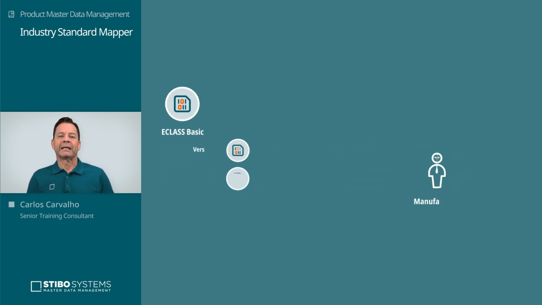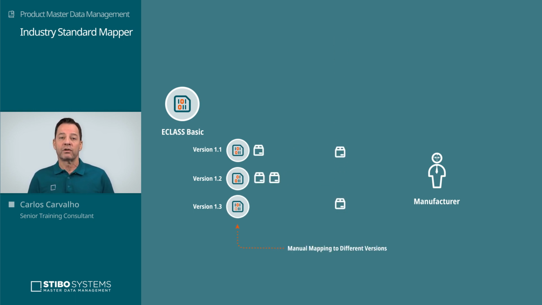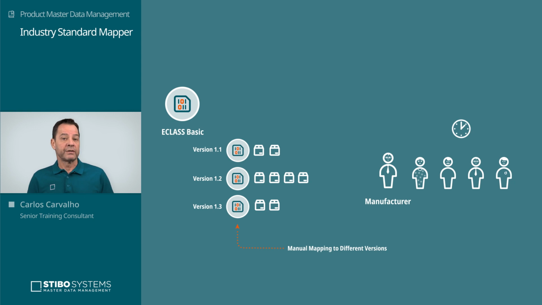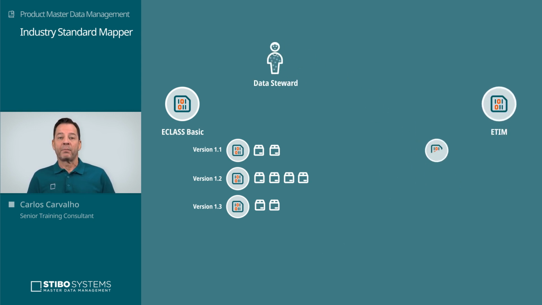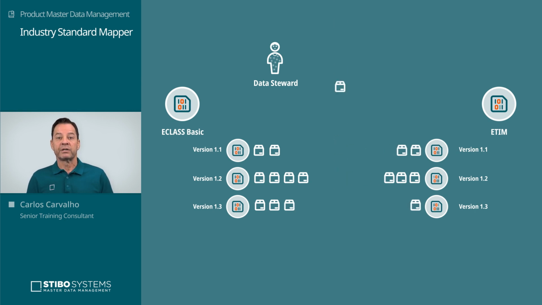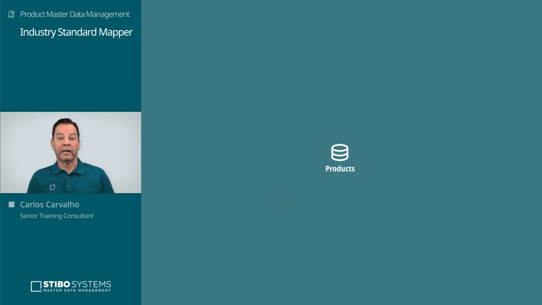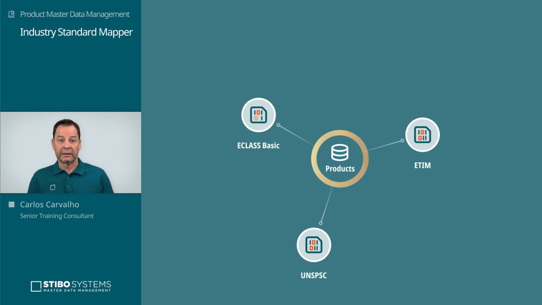The problem is that manufacturers must map their products manually to each new version of each specific industry standard. This is a very time-consuming task and requires a lot of personnel. For instance, data stewards must map product data to E-Class Basic versions or map between E-Class Basic and other industry standards. Therefore, manufacturers need a smarter way to create the mapping between their product data and the different industry standards.